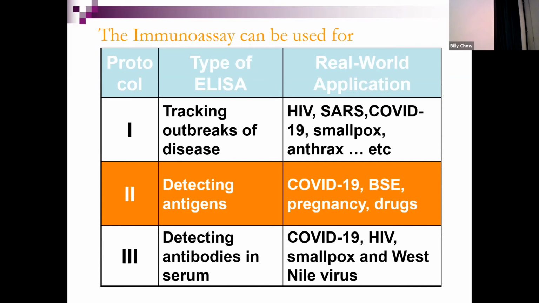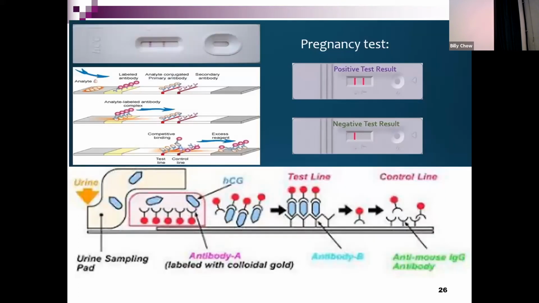Anyway, so the ELISA technique and also the RNA test is used nowadays for the detection of the COVID-19. And in the past, SARS, you can use it for, I'll go through the pregnancy test with you as well. Okay, so this is the pregnancy test.